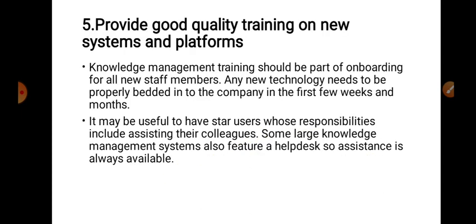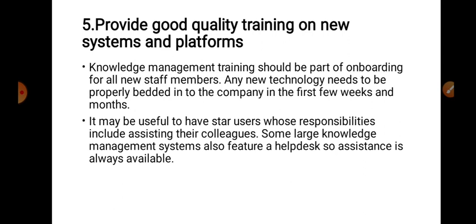Next one, provide good quality training on new systems and platforms. It's very important. Once the knowledge is shared, the training about the new systems and new technology, for example artificial intelligence adopted in particular machines, or machine learning, or any other things, the proper knowledge and proper training is very important, right? This should be provided, otherwise the sharing of knowledge is a waste.